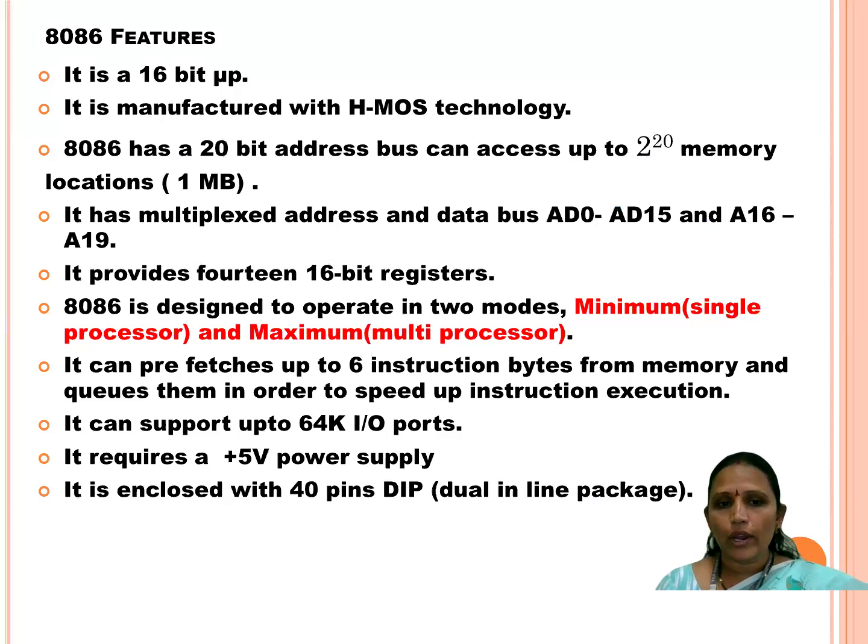The 8086 processor can support up to 64K input-output ports. Coming to the power supply, it requires a plus 5 volt power supply. The IC is in the form of a dual inline package consisting of 40 pins. So these are all the features of the 8086 microprocessor. The 8086 is a 16-bit microprocessor with 1 MB of memory.